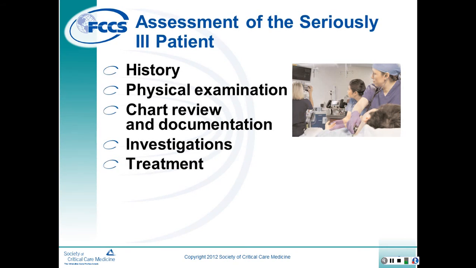Both the primary and the secondary survey consist of these elements: a history, a physical, some sort of review of the documentation that you have available to you, ordering some investigations, and implementing some sort of treatment.